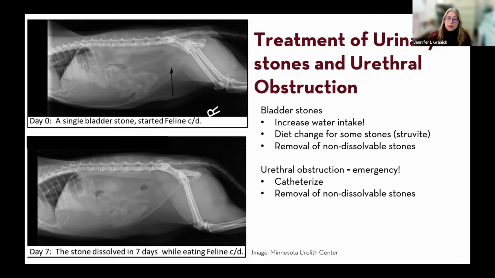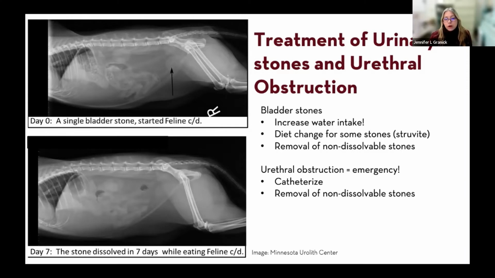But if they're causing a significant problem, and certainly if they're causing an obstruction, then we need to remove them. If they're a type of stone that can't be dissolved with a dietary change, then they also need to be removed. And there's lots of different ways to remove them. The first thing to do is, if there's an obstruction that you're concerned about in your cat, then bring your kitty in to an emergency service.